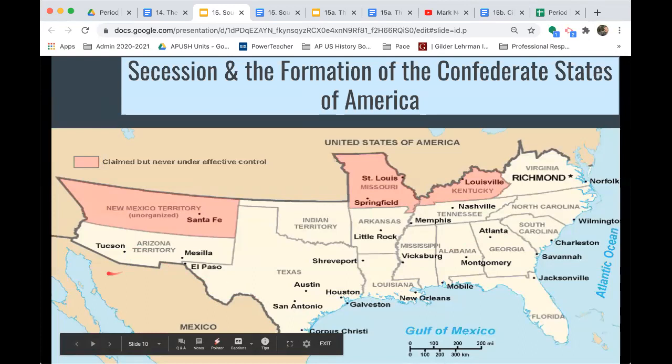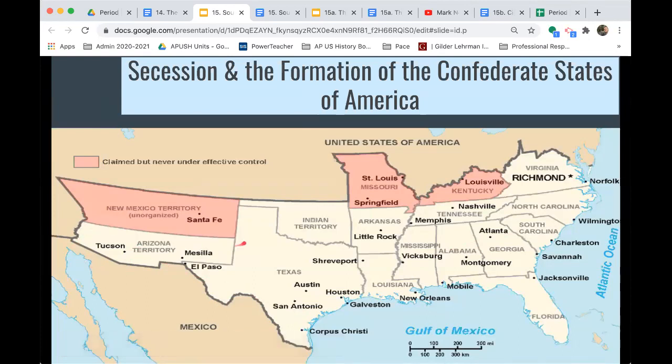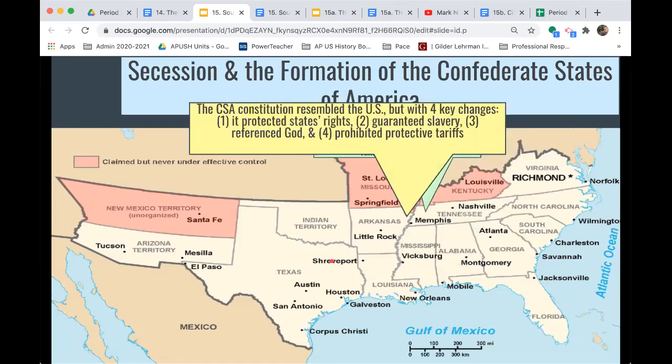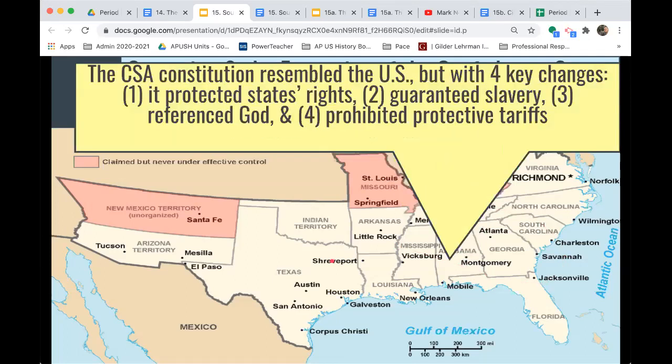Now, eventually, the Confederate States of the U.S. are going to look like this, and all this light tan looks like my skin tone. I've been inside a lot these days. It's cold, it's winter. But this light tan is going to be what makes up the Confederate States of America. They're formed officially. They come together on February 4th of 1861, and they're going to put together their own constitution.